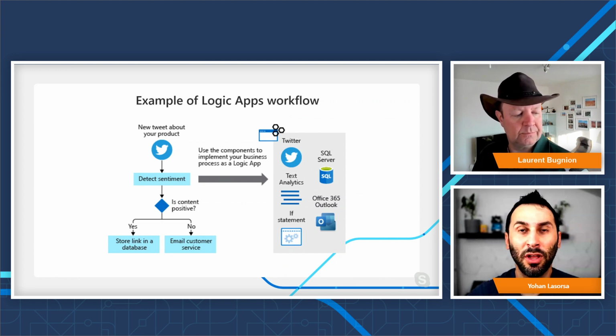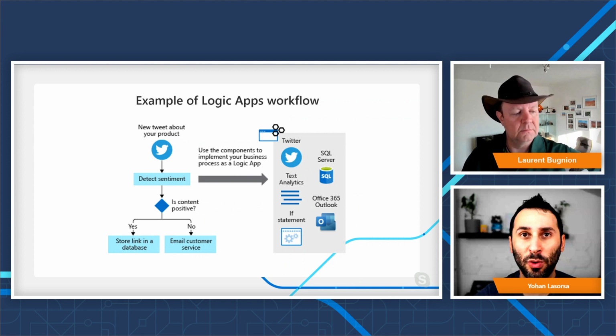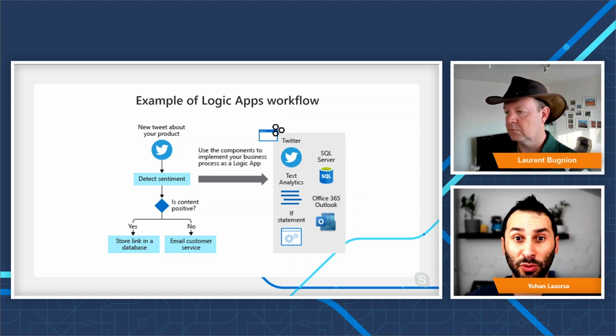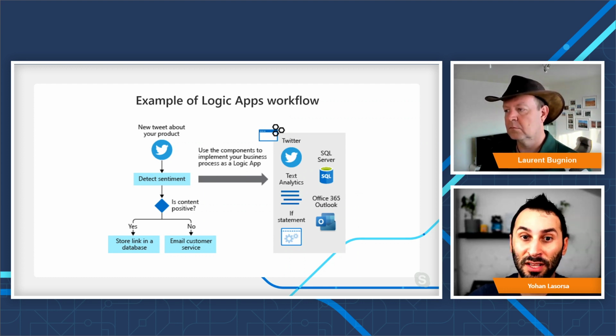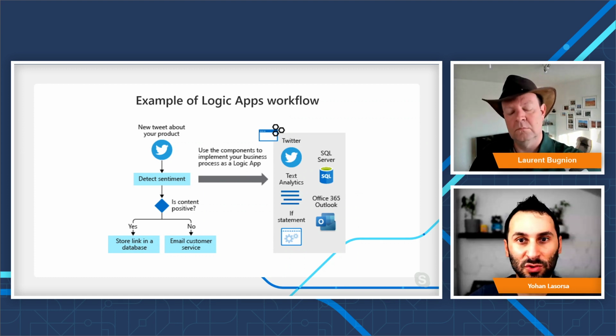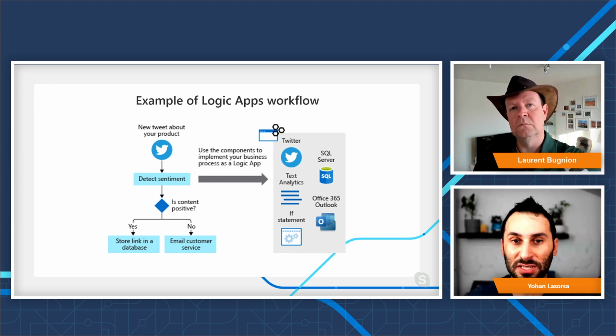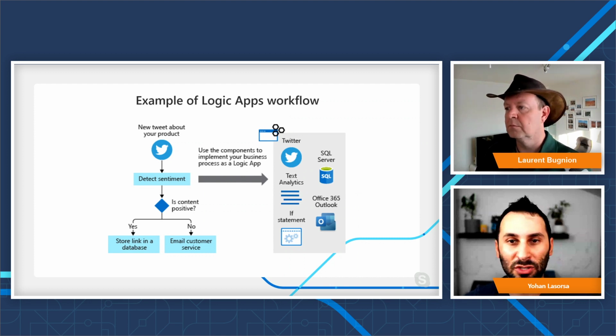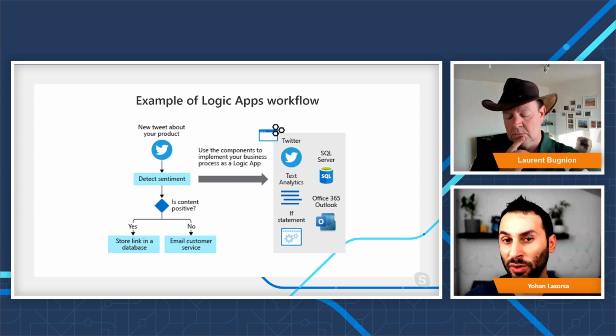For example, if you want to monitor Twitter, let's say, and you want to be notified if someone speaks ill of your product, you can pass these tweets and detect if the content in the tweet is positive or not. And if the content is negative, send an email to customer service to investigate what's going on, and if it's positive, save the link maybe to take a look at it later in your database.